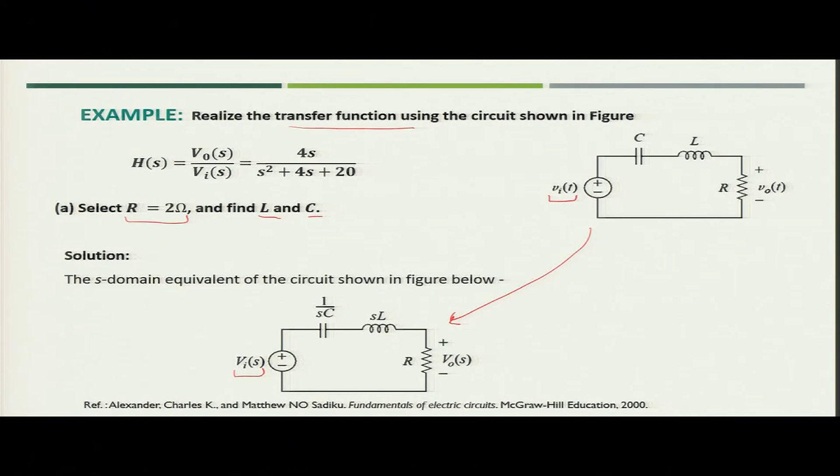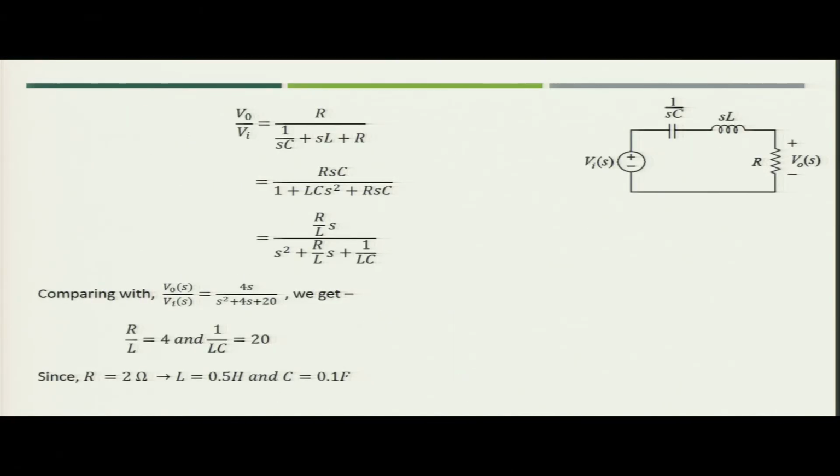So, what do we have to do next? Now, we have to write the loop equation and represent the voltage across R as part of V I, so that we get the transfer function. When we write the loop equation and rearrange the voltage across R in terms of V I, we can write V naught by V I is nothing but R, because voltage V naught is across R, divided by all three series components. So, we can write 1 upon S C plus S L plus R.